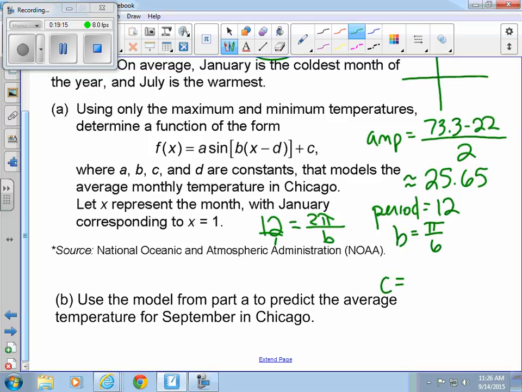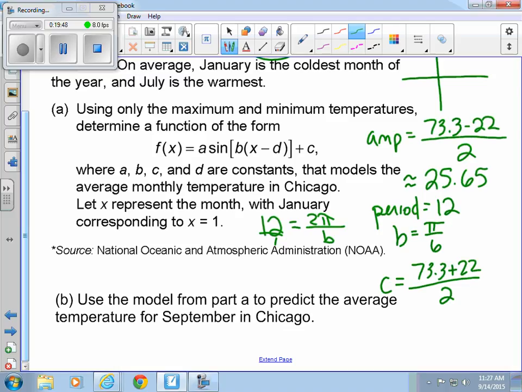How would you find a vertical shift? Which you already told me the vertical shift was the average yearly temperature. Wouldn't that be the middle of the highest and the lowest? If this is truly a sine function, which it may or may not be, then the middle will be the average between the highest and lowest. So I'm going to average 73.3 plus 22.